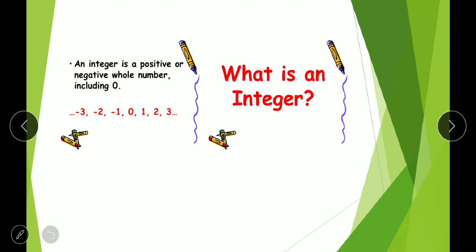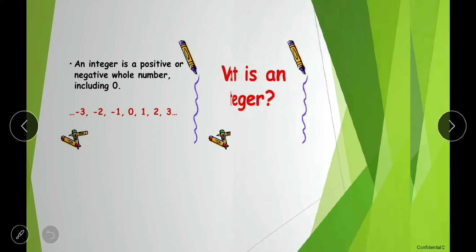And what is an integer? An integer is a positive or negative whole number, including 0. Can you see here? This side we have positive numbers and this side we have negative numbers, including 0. So it is a special number with both negative and positive.